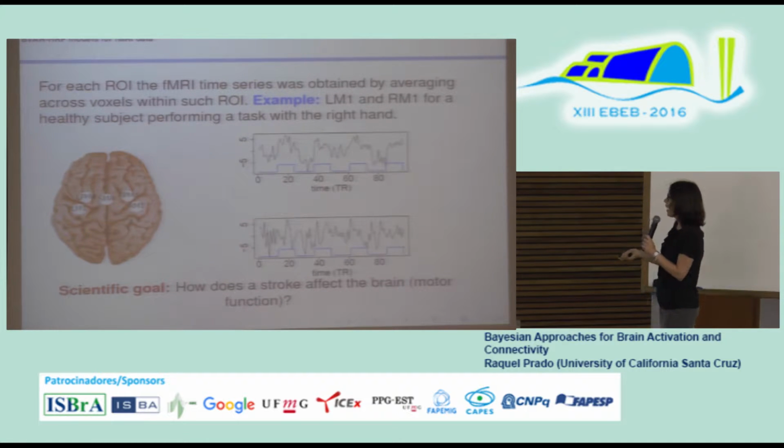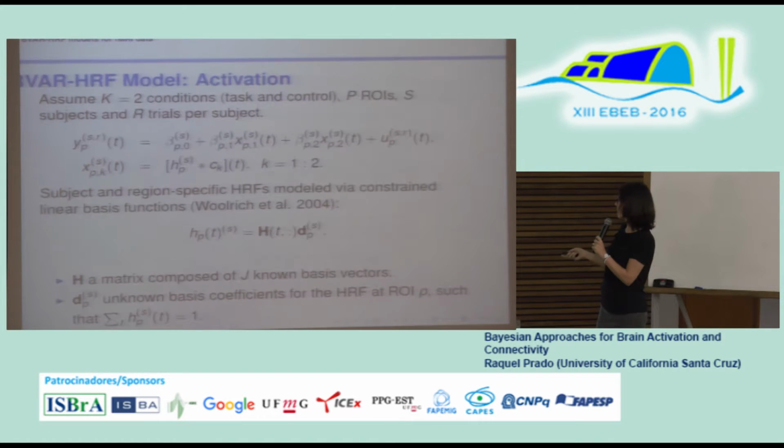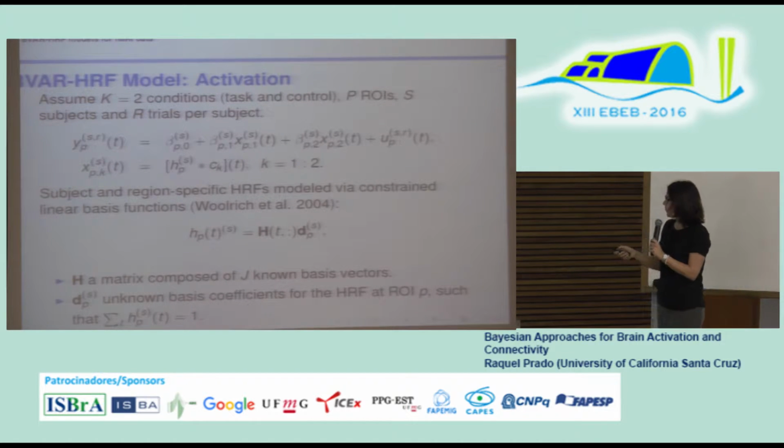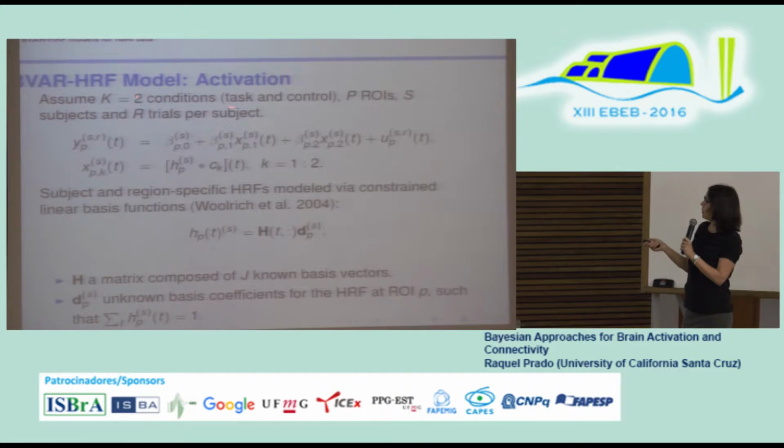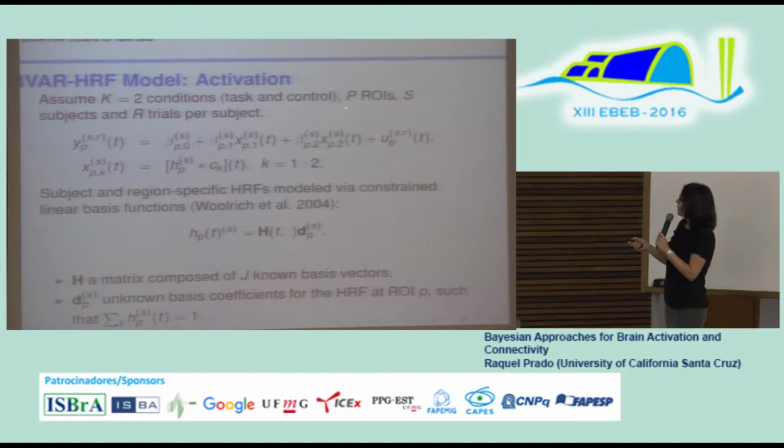So the goal is, how does a stroke affect the brain in terms of the motor function? Do the healthy patients look the same as the stroke individuals? So what we did here, this is a model, so we're assuming we have 2 conditions. You could have an experiment with multiple conditions, and they have experiments like that when the subjects are performing multiple tasks over time. And we have a certain number of regions. We ran this with 3 regions, 5 regions, and a few more regions. The signal is subject specific, and then we have also different trials per subject.